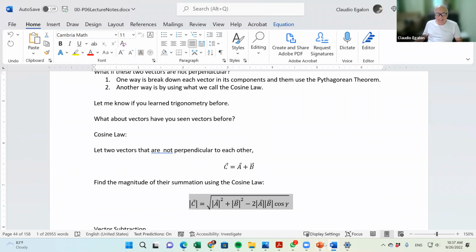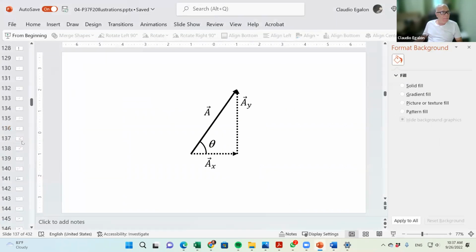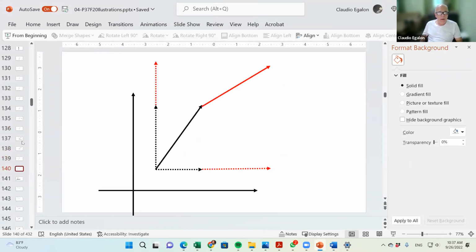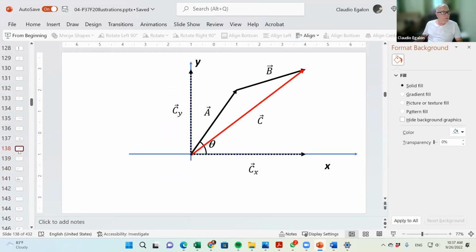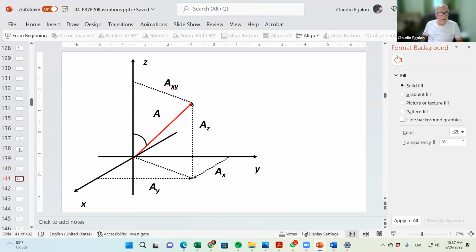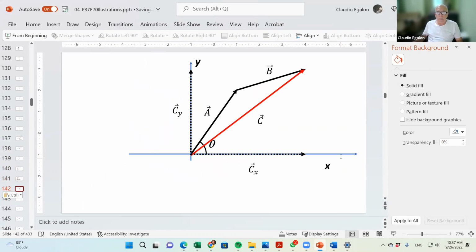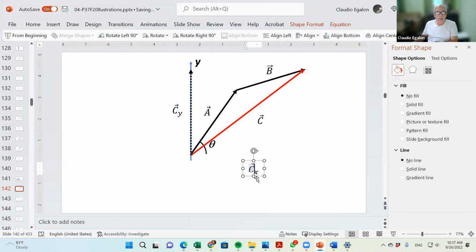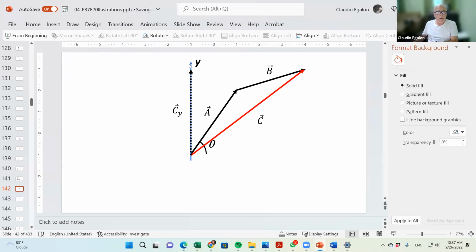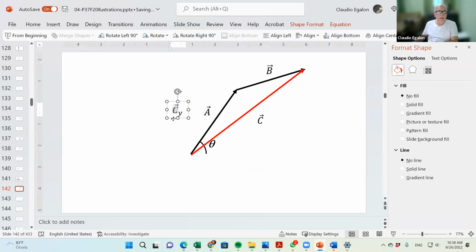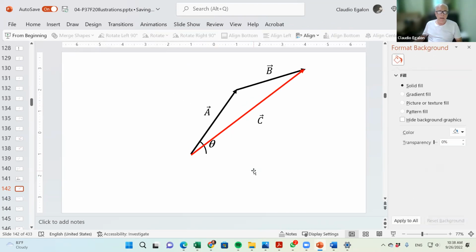So here you go. Let's take a look here. I'm going to use this as an illustration. Let me see if I have a better illustration. No, I don't. I'm going to use this one here. Okay, so those two vectors A and B are not perpendicular to each other, and they are adding up.